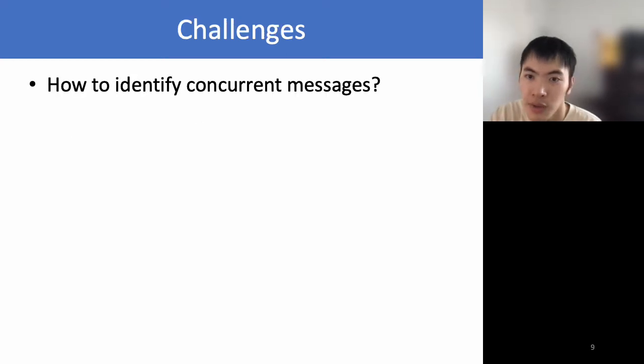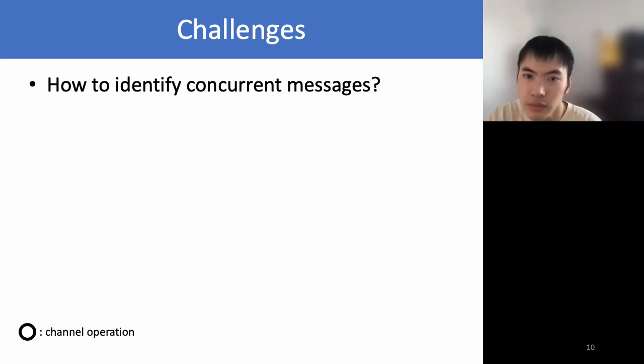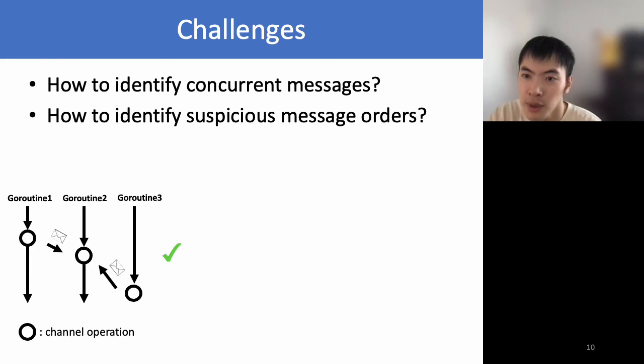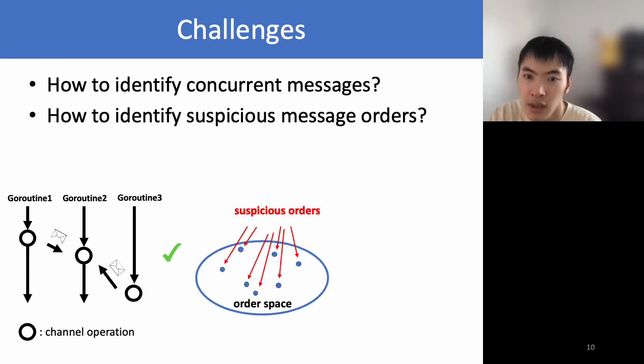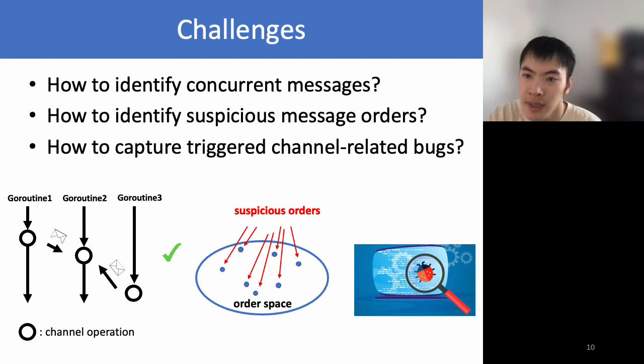Although the intuition is straightforward, we need to tackle three challenges to build a practical tool. First, how to identify concurrent messages. Without information about concurrent messages, we may waste our efforts on messages with an existing happens-before relation. Second, a Go program may have a tremendous number of possible message orders. How can we identify and prioritize orders more likely to trigger bugs? Third, when a channel-related bug is triggered, how can we effectively capture the bug?